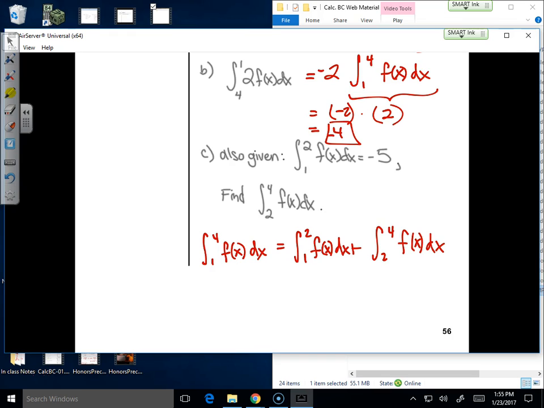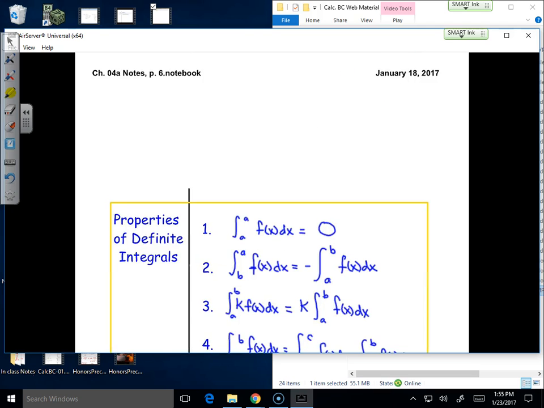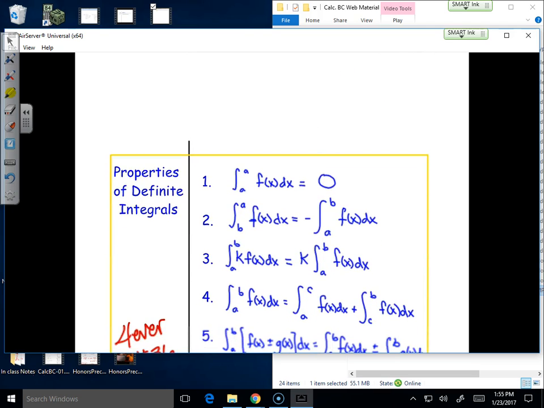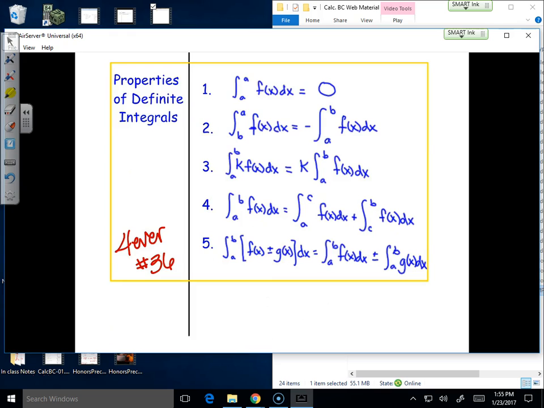Wait, we haven't finished 2 quite yet, but does the equation make sense? Not exactly. Go back to those properties, because it's telling you to find 2 to 4, not 1. Yeah, but to get from 1 to 4, you could go from 1 to 2 and then 2 to 4, right? Oh, never mind. I see what you're doing.